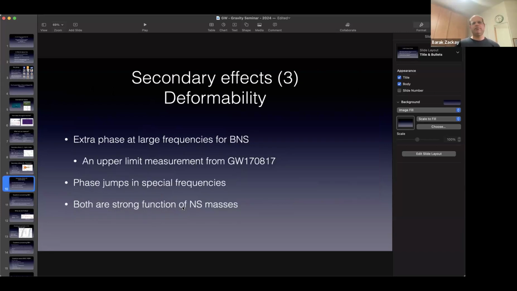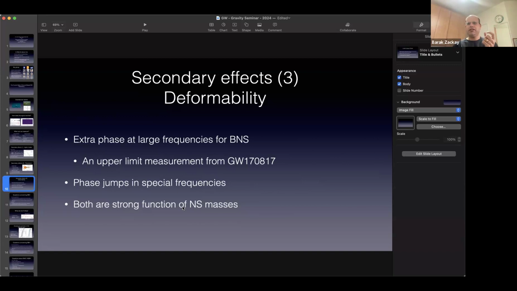There's another secondary effect, which is the deformability. So if you have a binary neutron star, and especially if you have one of the neutron stars being relatively light, and because this deformability is a very strong function of the radius, I think it's radius to the power 5, it actually matters is it a 1.7 solar mass neutron star or a 1.2 solar mass neutron star. The change in the deformability will be very large because it's a really different size of star. And there's an extra phase at large frequencies that this thing is incurring.